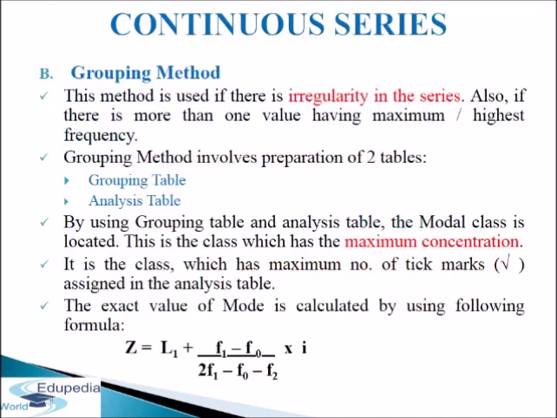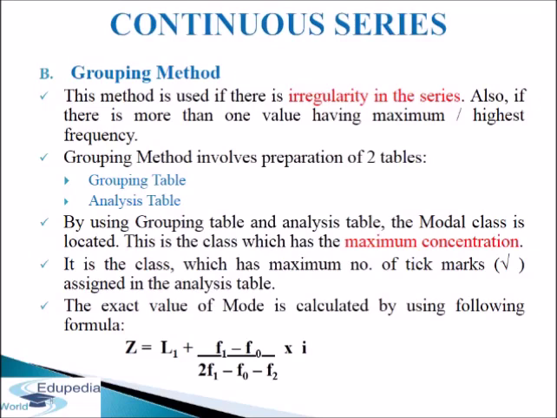Next we come to grouping method. This method is used if there is irregularity in the series. Also, if there is more than one value having maximum or highest frequency. Grouping method involves preparation of two tables, grouping table and analysis table. By using grouping table and analysis table, the modal class is located. This is the class which has the maximum concentration. To put simply, it is the class which has maximum number of tick marks assigned in the analysis table.